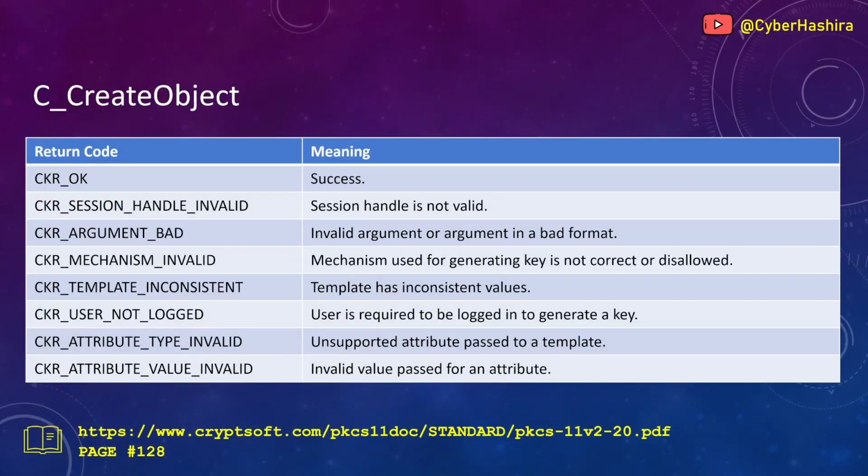Return values expected to be returned by C_CreateObject are the same as the ones returned by C_GenerateKey and C_GenerateKeyPair. You can view the complete list on page 128.